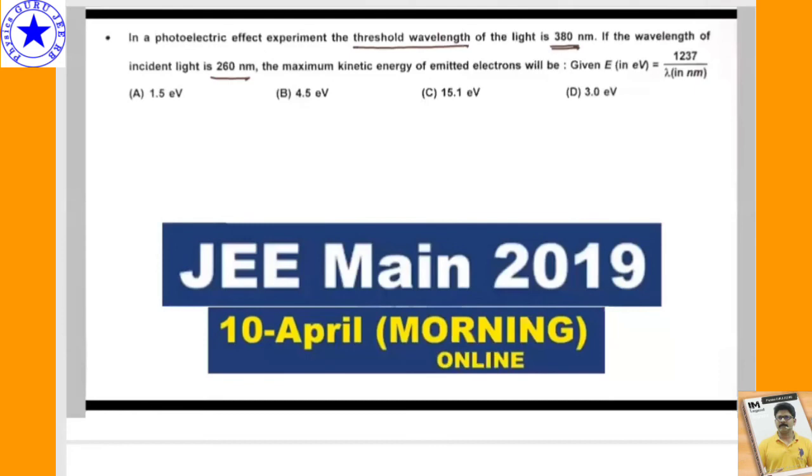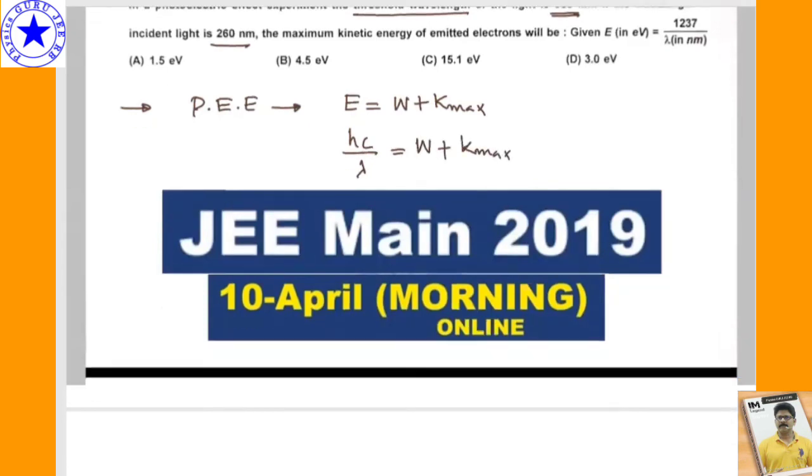Now, how to calculate the maximum kinetic energy? Simply, I'll take the photoelectric equation. According to the photoelectric equation, E equals W plus K max. If I want K max, this can be written as hc by lambda equals W plus K max. So what I want to calculate is the maximum kinetic energy. Maximum kinetic energy equals hc by lambda minus W.